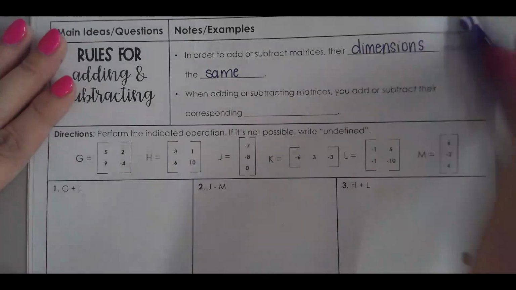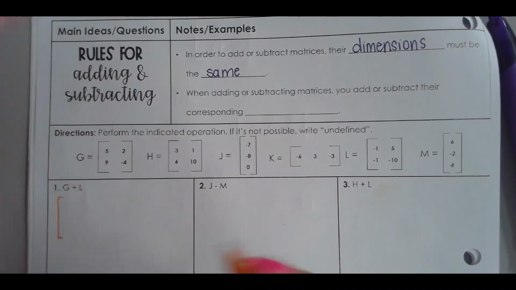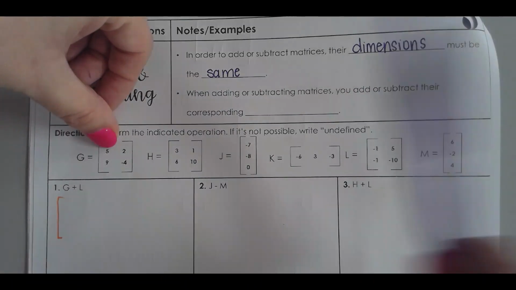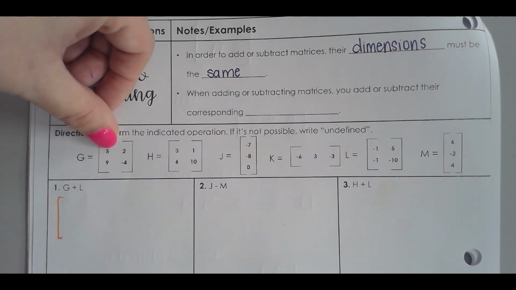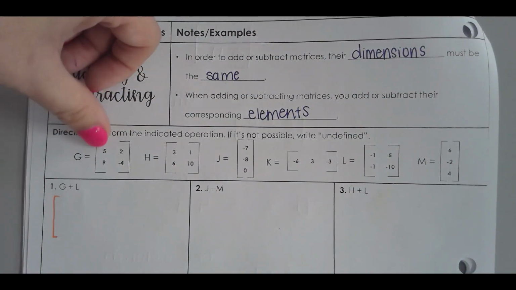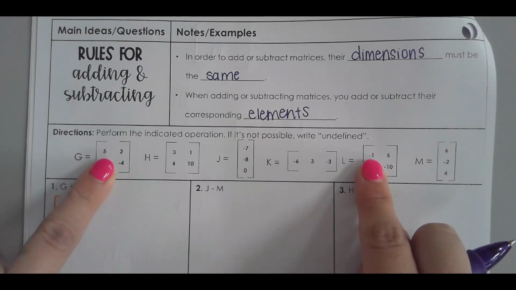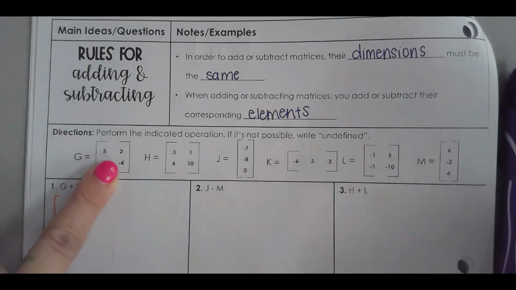So to add matrices, what you do, oh, I didn't finish that bullet. When adding or subtracting matrices, you add or subtract elements. So what I mean by that, you add, like in G, 5 and -1. Both of those numbers are top left. Row 1, column 1. So G plus L, I'm going to add those two numbers.